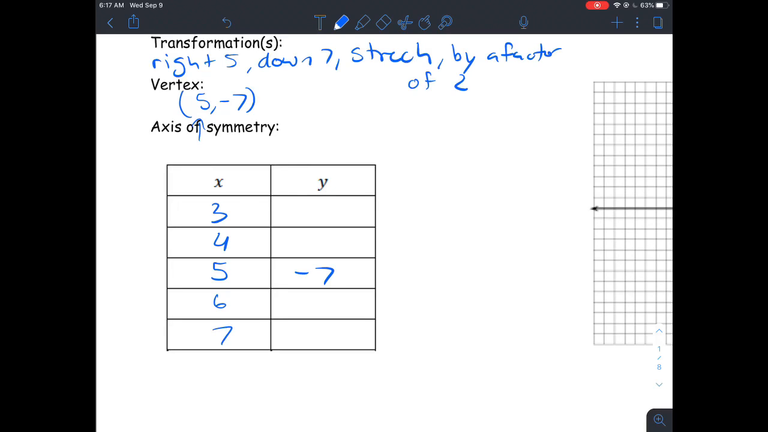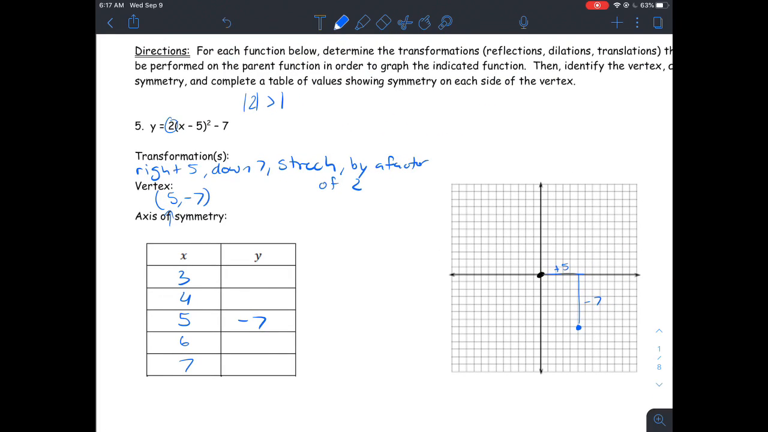And then you can do 4 and 3, 6 and 7. I just feel like that, for me personally, makes the most sense because then you get around that vertex. So all you're going to do here is plug in. So we're plugging in 4. I'm just going to write out the first one so you can see what I'm doing, and then I'll put the answers in for the rest. So I'm doing 2 times 4 minus 5 squared minus 7. So then I get 2 times -1 squared minus 7, which just becomes 2 times 1 minus 7, 2 minus 7. We get -5.